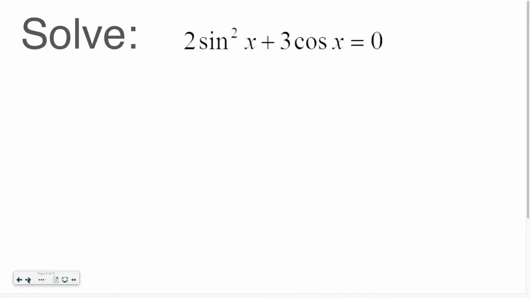If only there was a way to change one of these to look more like the other.